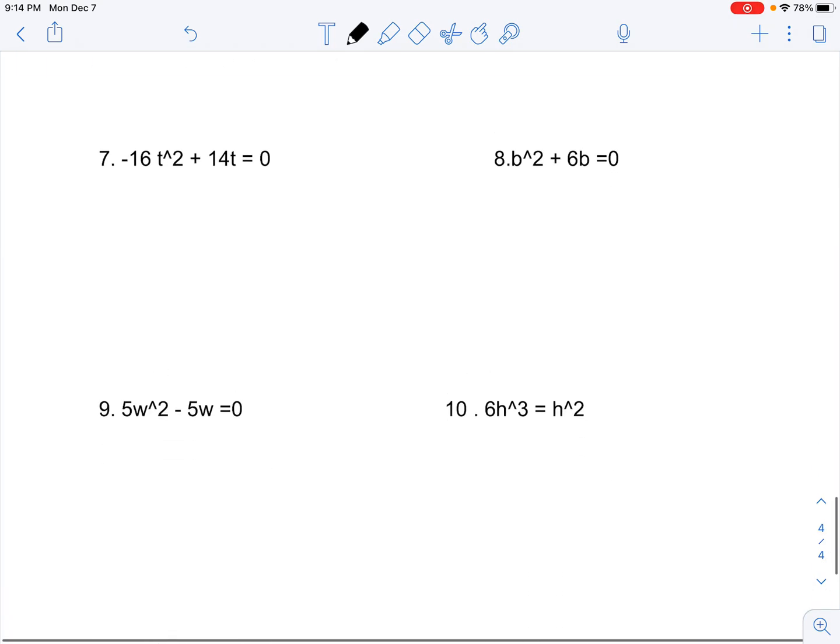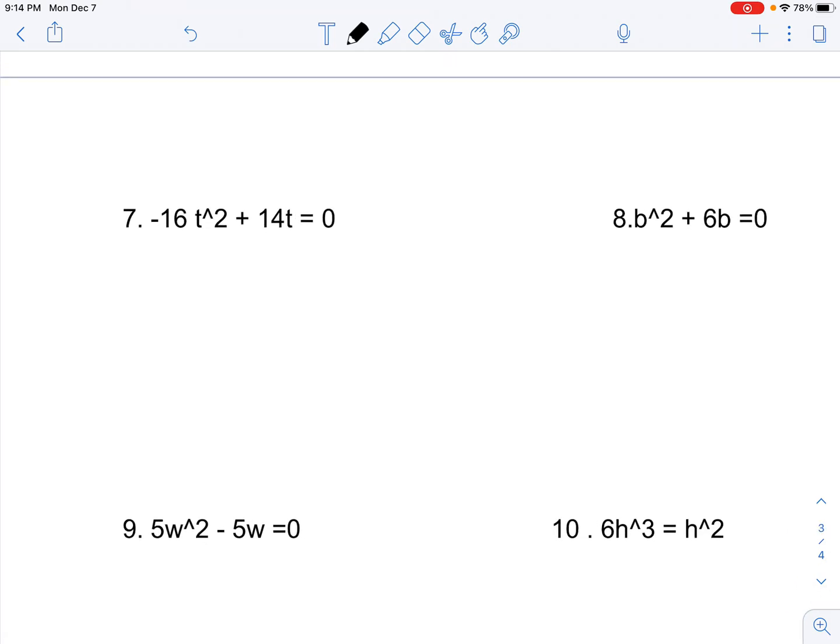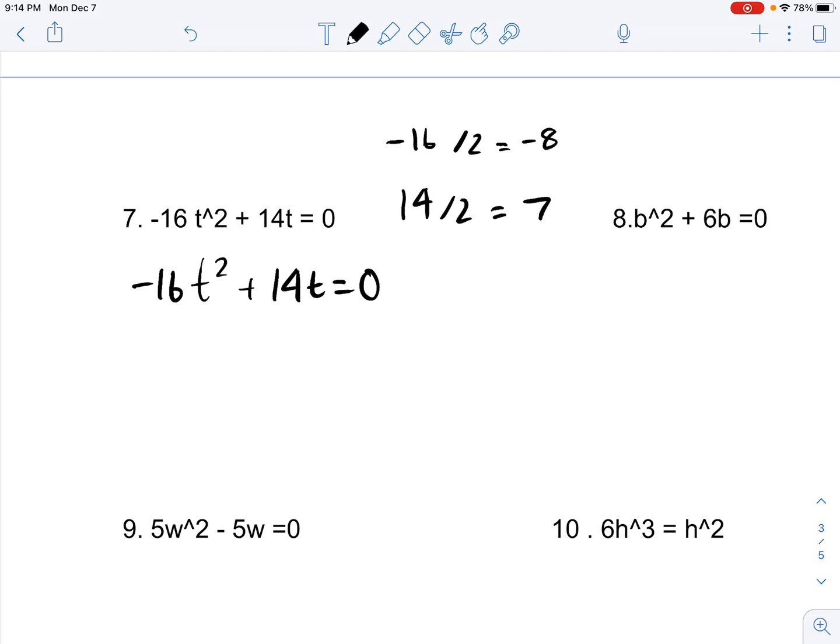Moving on. Now, this one is a little bit more tricky, but it's basically the same concept. Negative 16t squared plus 14t. Now, what is your greatest common monomial factor for this one? Well, if we have negative 16 and we have 14, you can notice that you can just divide this by 2. And that will give you 7, and that will give you negative 8. So from that knowledge, can you divide any further? No. So from that knowledge you just gained, you know that 2 is your greatest common factor out of these two terms.